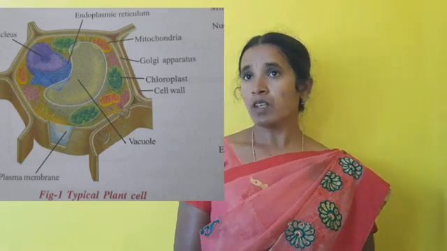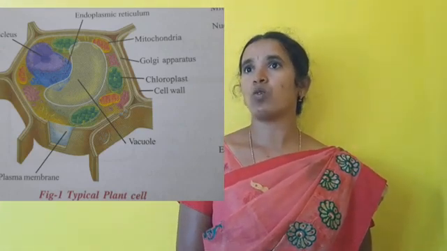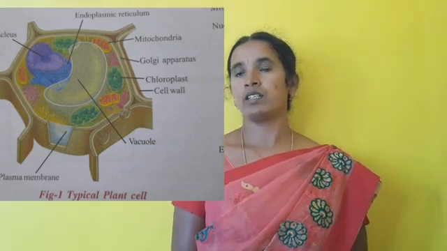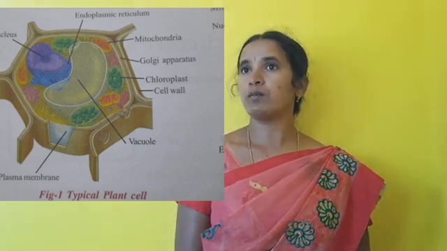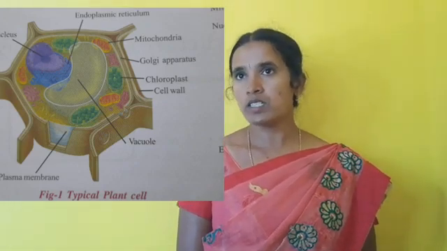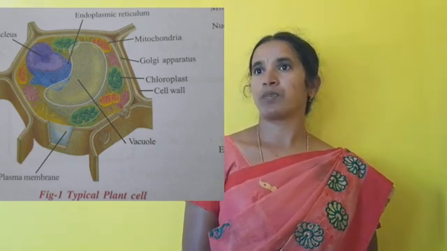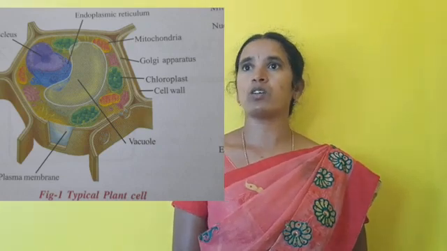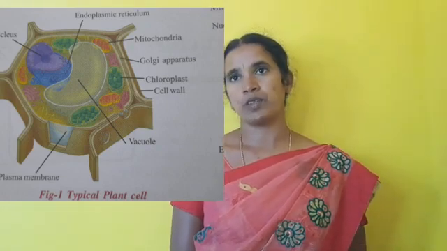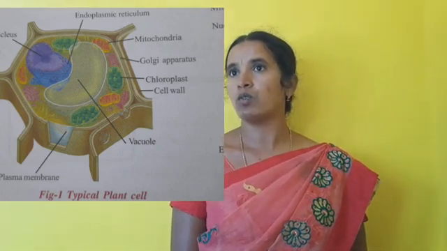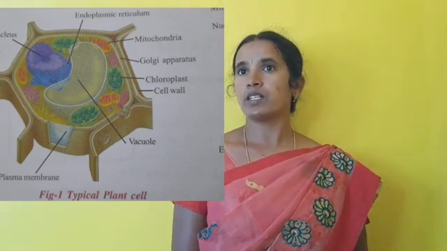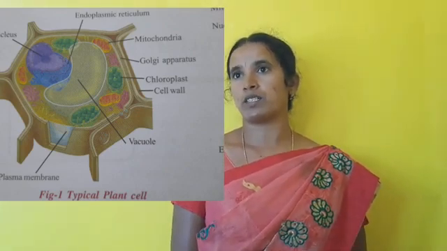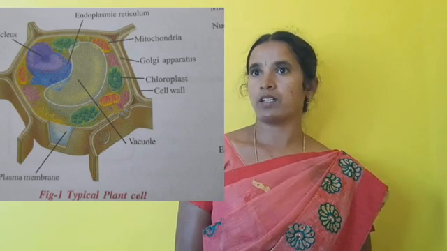What is the role of the cell wall in a plant cell? It exerts an inward wall pressure to resist the outward pressure exerted by the cell sap.